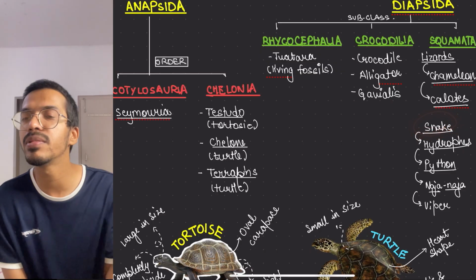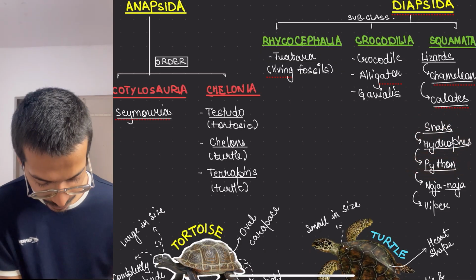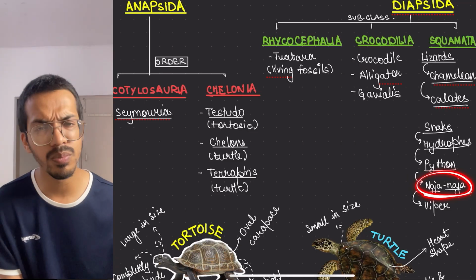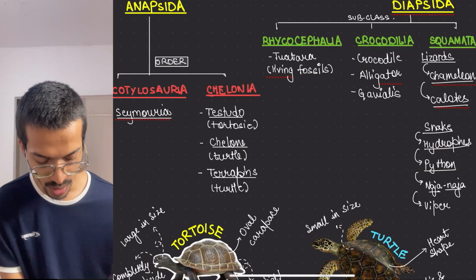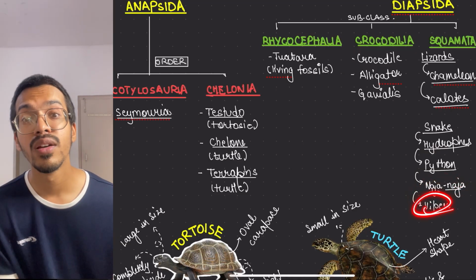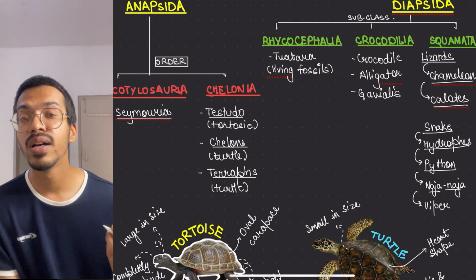Okay, then snakes are what? Hydrophis. Hydro word means water snake. Then python is what? Your ajgar. Okay, Naja is what? Cobra. Python is non-poisonous. Naja is poisonous. Viper is what? Your viper, okay, Viper, Krait, okay, and then we have Bungarus.